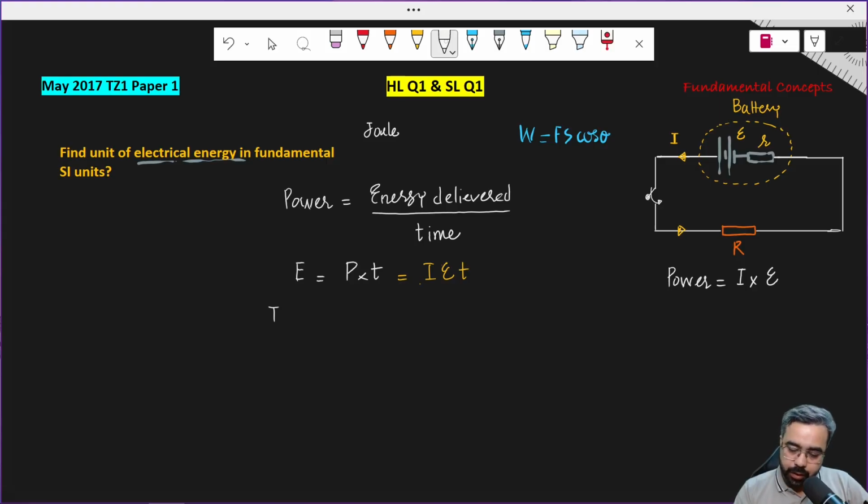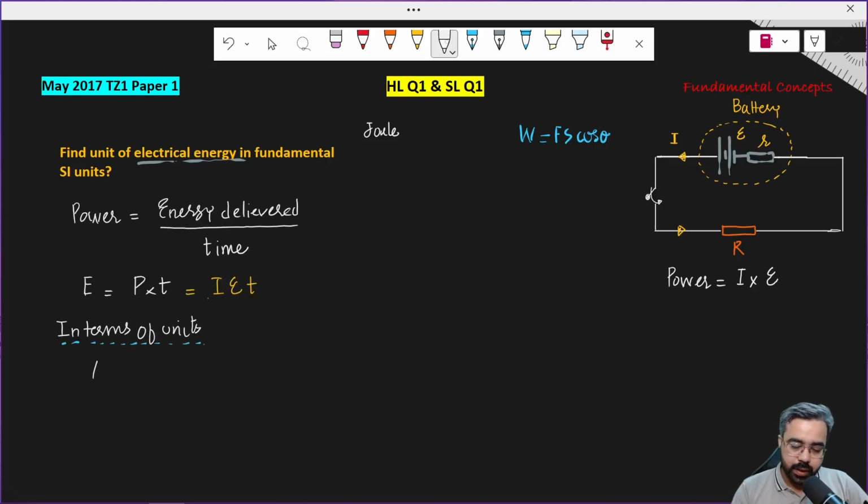Now, in terms of units, the unit of current is ampere, multiplied by the EMF, or the potential difference, which has the unit joule per coulomb, because if you remember, the potential difference can also be written as work done per unit charge. So volt is equal to joule per coulomb, multiplied by the unit of time, which is second.